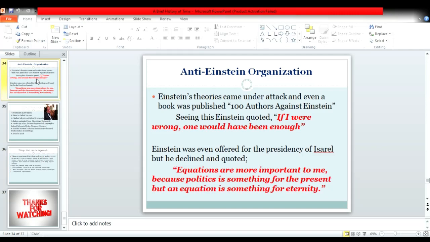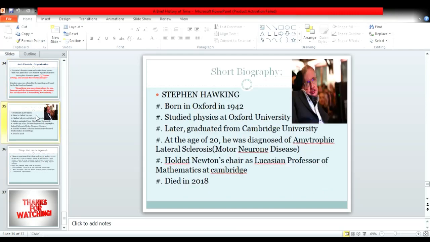Einstein was even offered the presidency of Israel, but he declined and quoted, "Equations are more important to me, because politics is something for the present, but an equation is something for eternity." Now, a short biography of Stephen Hawking, the writer of this book and a grand scientist, who was born in Oxford in 1942, studied physics at Oxford University, and later graduated from Cambridge University. At the age of 20, he was diagnosed with amyotrophic lateral sclerosis, a motor neuron disease.